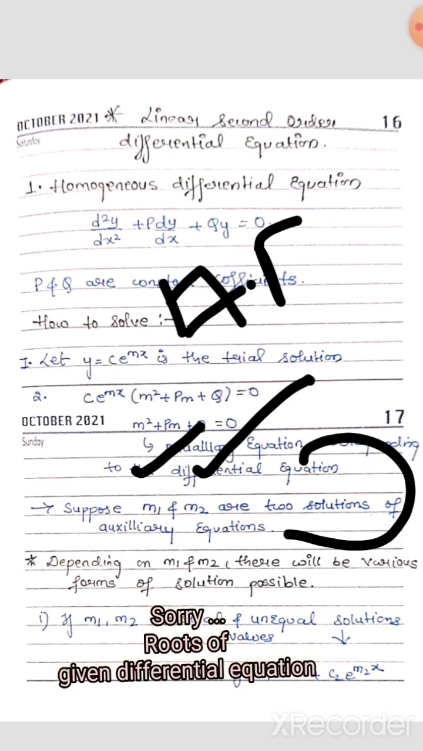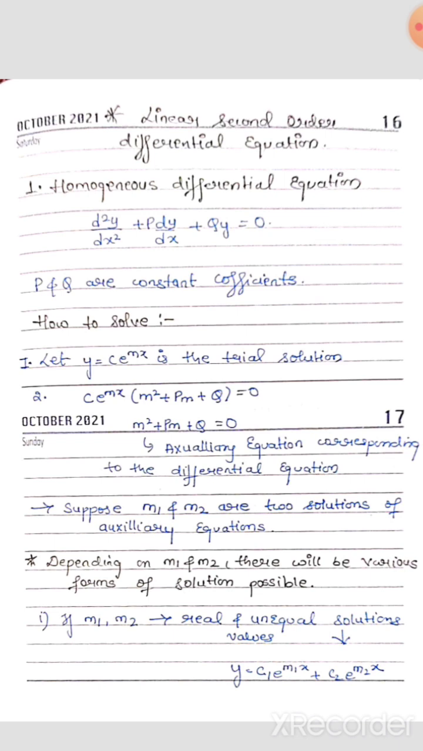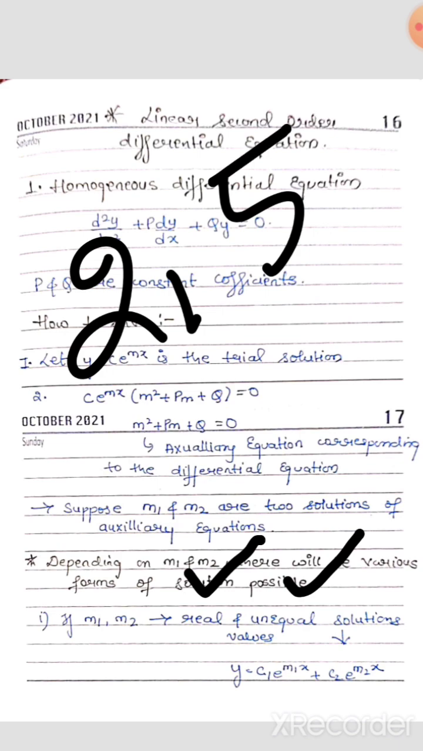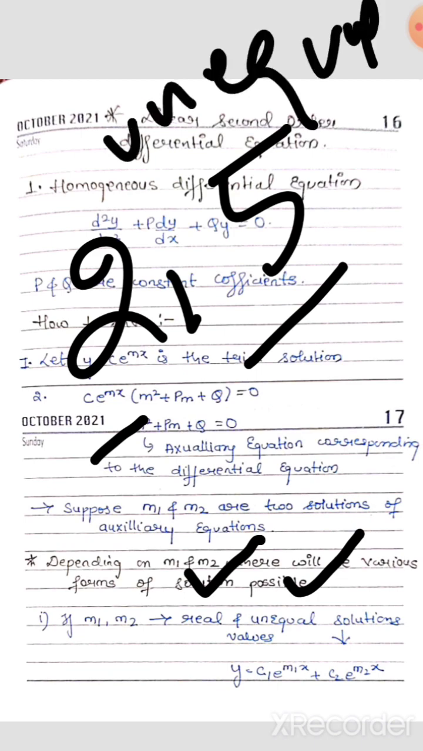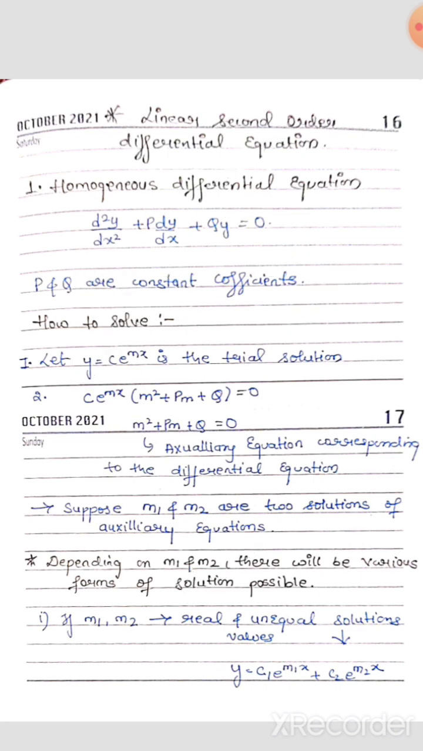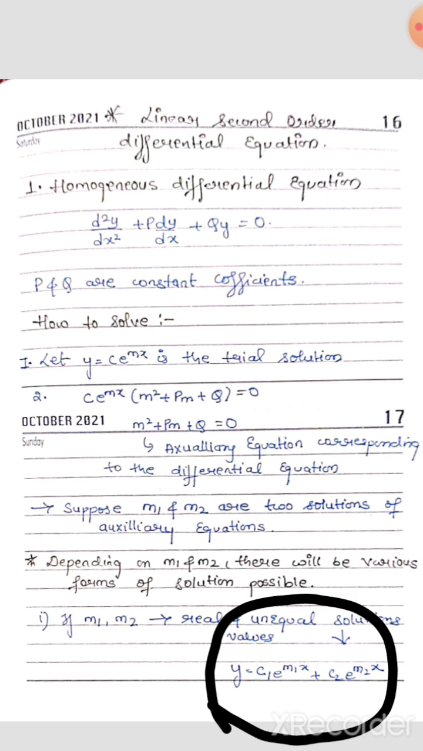Based upon the type of roots we receive, we will have different types of solutions. For example, the first case is if m1 and m2 are real and unequal, I mean 2 or 5, something like this. Then the solution is y is equal to c1 e to the power of m1x plus c2 e to the power of m2x.